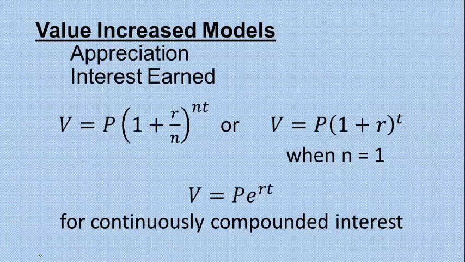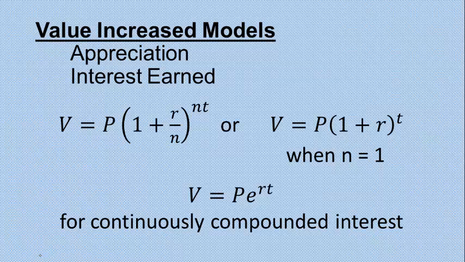So the first model that we're going to be looking at is a value increase. That is, something is gaining value. Appreciation is when the value of a product or an item or a collection of items increases. A coin collection, an antique car, perhaps a very important painting will gain value over time. This is called appreciation. The opposite of appreciation is depreciation, and that's when something goes down in value over time. Technology is an example of something that depreciates. It loses value over time.